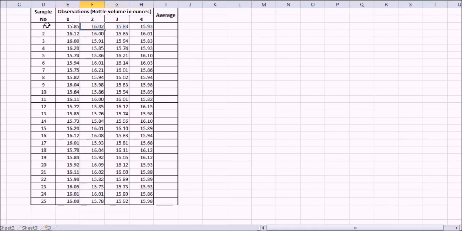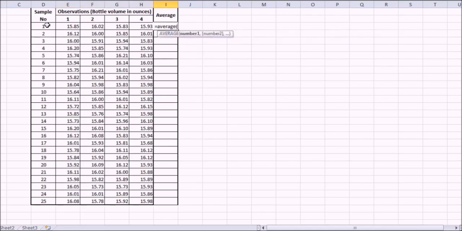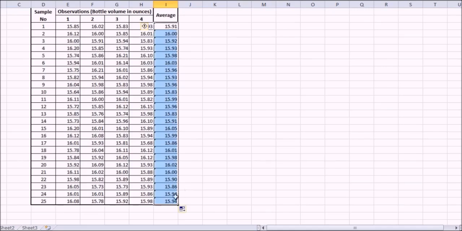Now here what we do is, as this is an X bar chart, we first find the X bar, that is the mean or the average of each sample. That is, we will find the average of these 4 observations, and in Excel we can directly find the average using the command average. Okay, so here the average of these 4 observations is 15.91. Similarly, I'll have to calculate the averages of all the 25 samples. So let me just drag this down to here, and here we have the averages.